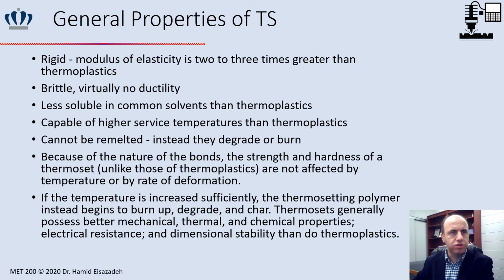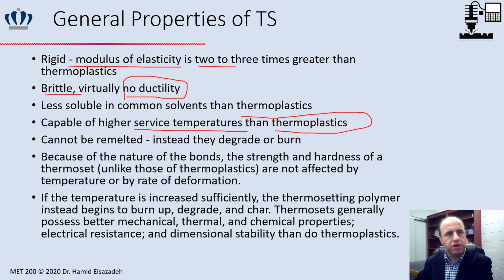They are rigid. The modulus of elasticity, or Young's modulus, is larger than thermoplastic by 2 or 3 times, and they are brittle. Virtually, they have no ductility. It is capable of working at a higher surface temperature compared with thermoplastic. It cannot be remelted, but instead it will degrade or burn at a higher temperature.